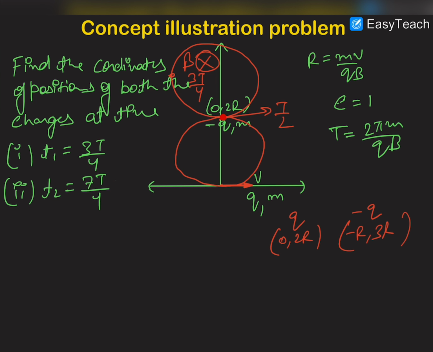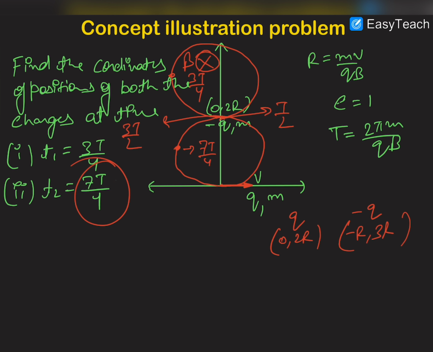So till this position, the first time at this position was T by 2, and furthermore it took T time to come at this position. So the total time at this position is 3T by 2, and we have to find out the position at 7T by 4. So 3T by 2 plus T by 4 is 7T by 4. So at this position it would be 7T by 4.